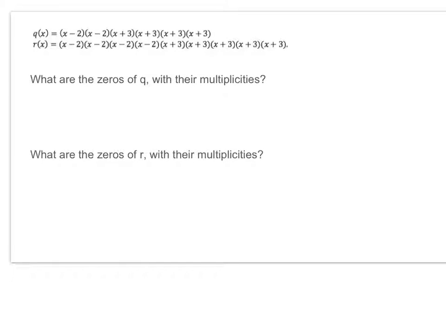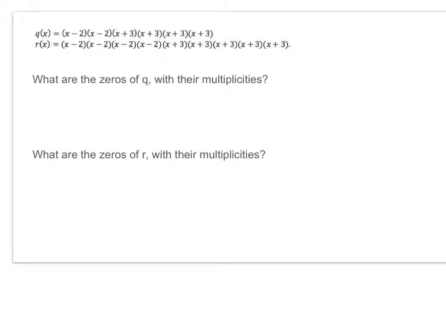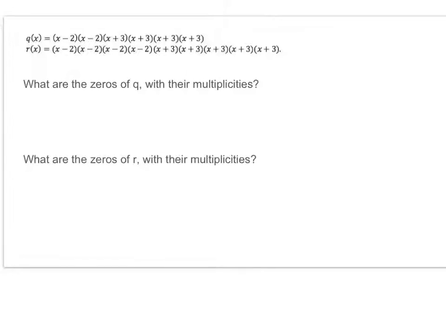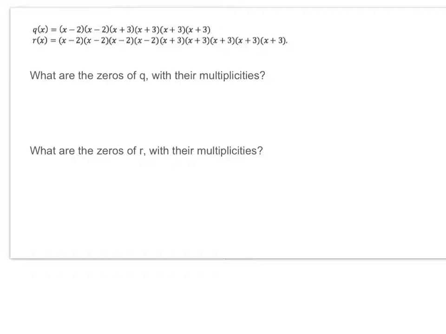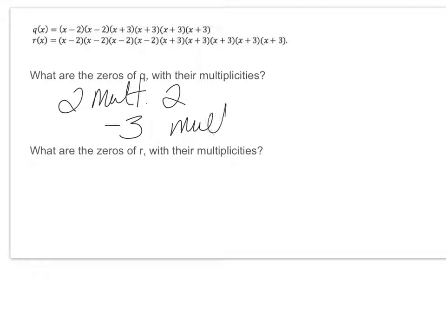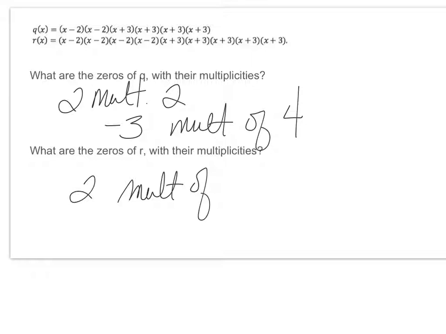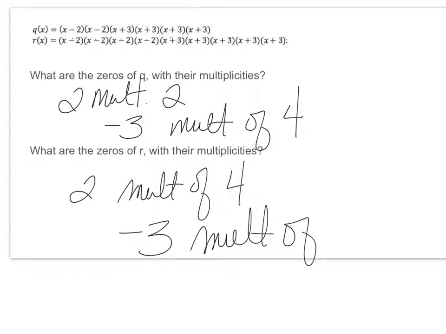Okay, so we have q of x equals that and r of x equals that. What are the zeros of q with their multiplicities? So I have, oh goodness, sorry, 2 with a multiplicity of 2, and -3 with a multiplicity of 4. Okay, r, I have 2 with a multiplicity of 4, and -3 with a multiplicity of 5.